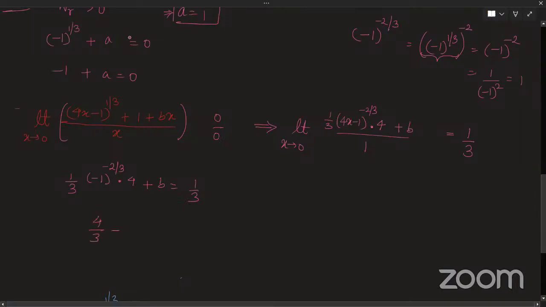So 4 by 3 plus b is equal to 1 by 3. What is the value of b? Minus 1, right? Take it as minus 4 by 3. So a is equal to 1, b is equal to minus 1. It was asking the value of a into b. So 1 multiplied by minus 1. Minus 1 is my answer. Great. Everyone clear?